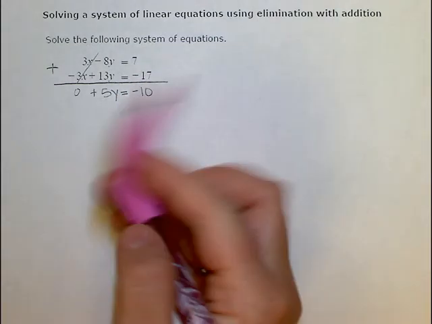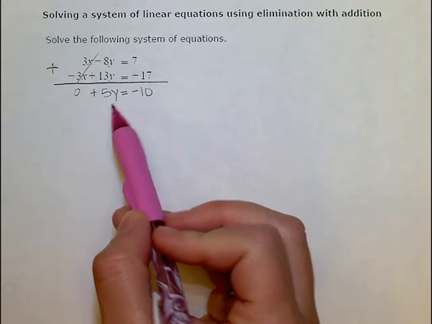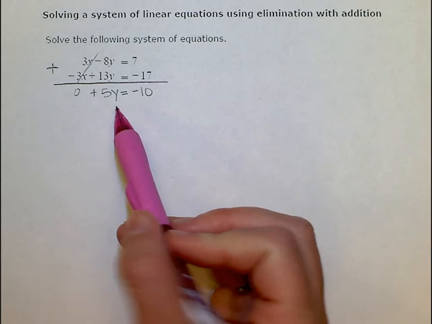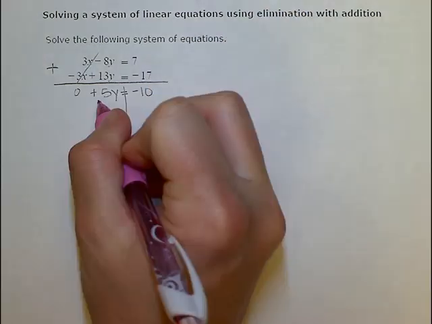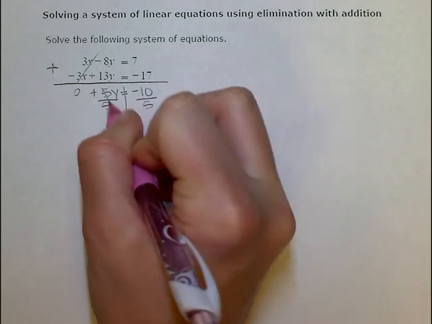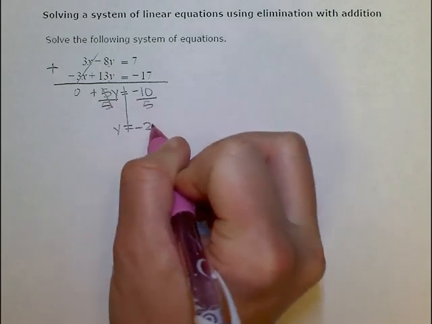So my x's canceled out, and now all I have left is a y variable that I get to solve for. So in order to solve for y here, I'm going to divide both sides by 5. And y equals negative 2.